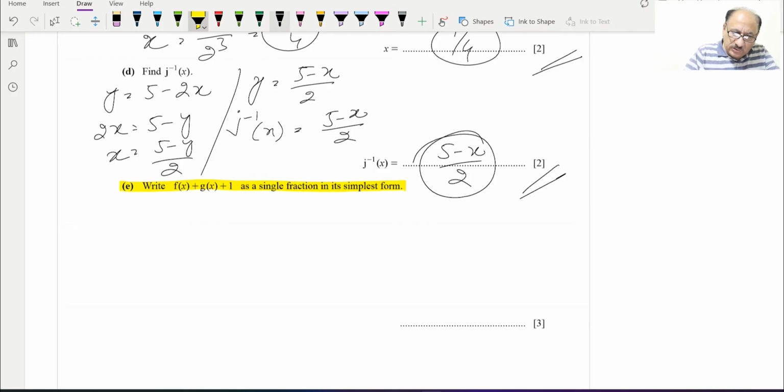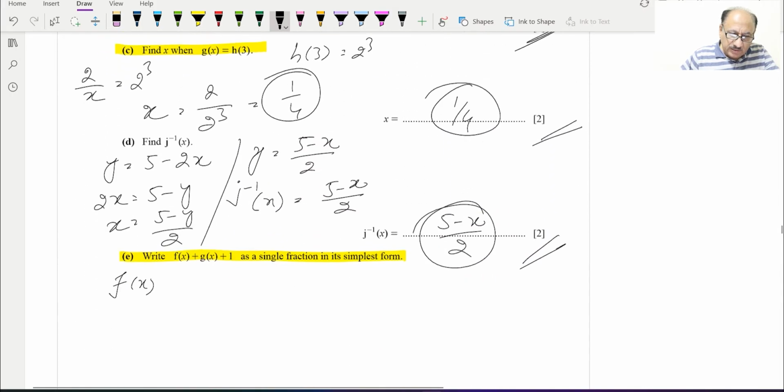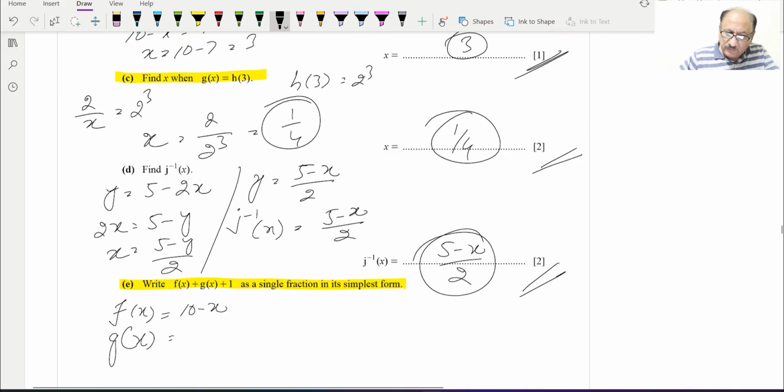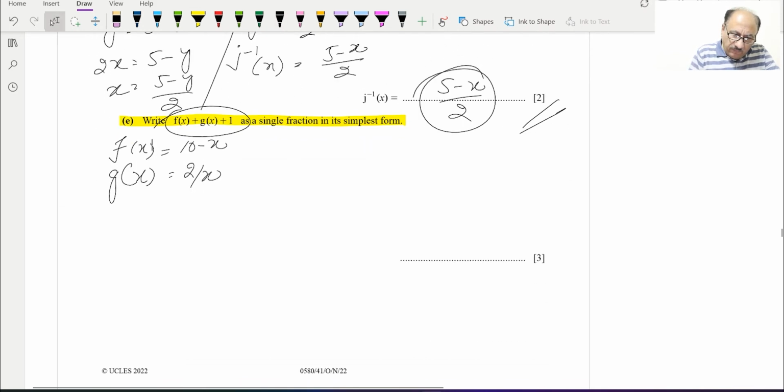So f of x is equal to what? F of x is given, which is equal to 10 minus x. So we can write this is equal to 10 minus x, and g of x is equal to 2 over x. And then h of x, basically no, h of x is not used. So this equation will be writing f of x, which is 10 minus x, plus g of x, which is 2 over x, and plus 1.